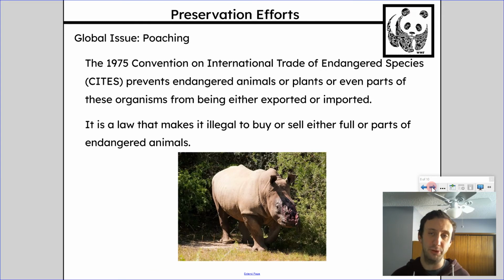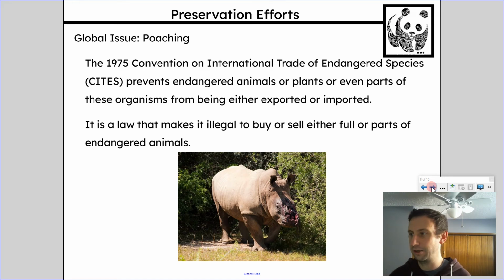Poaching is another global issue that things are being done about. So poaching is a problem where, basically, animals are killed or hurt in order to get products from them. So what you're seeing there, I believe, is a white rhino, maybe not, but a rhino to be sure, some kind of rhinoceros, and their horn has obviously been removed, which is a problem for poaching.